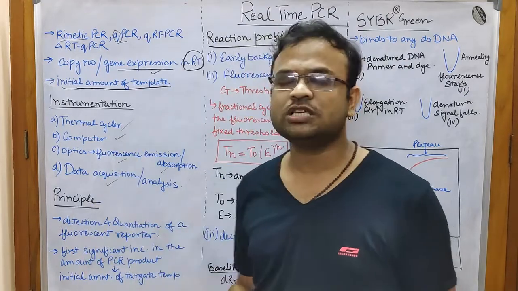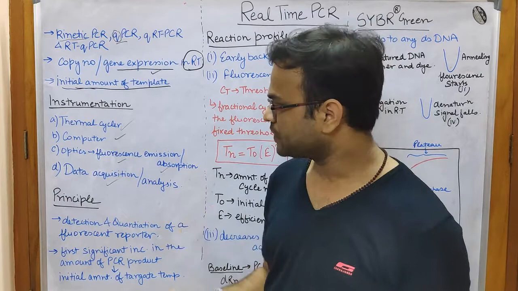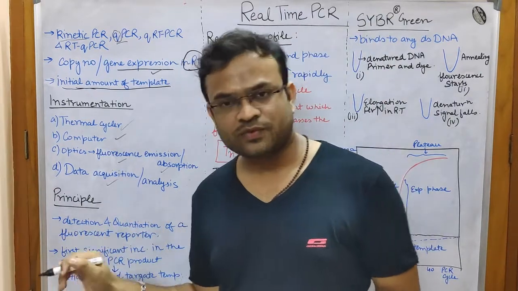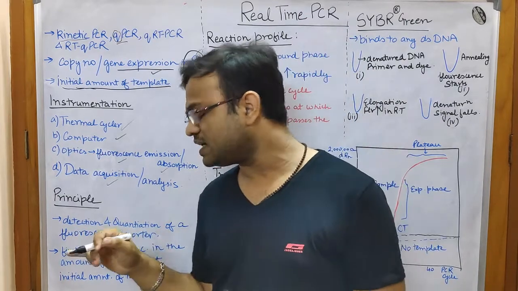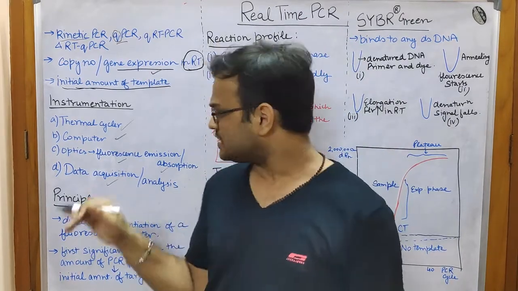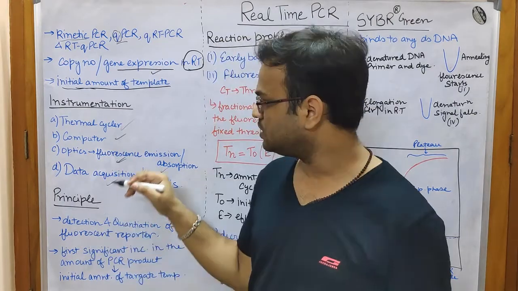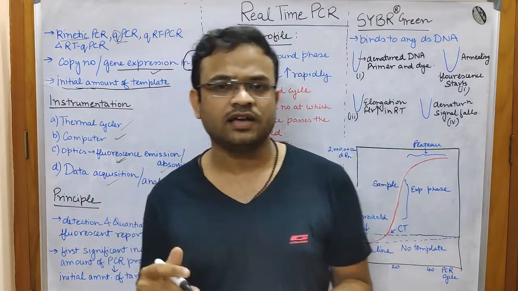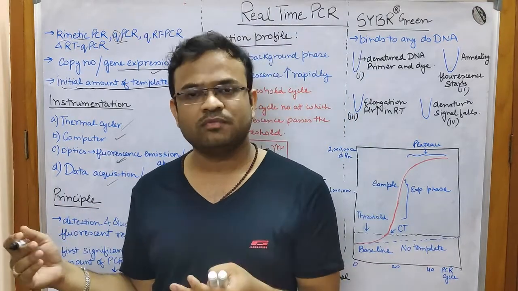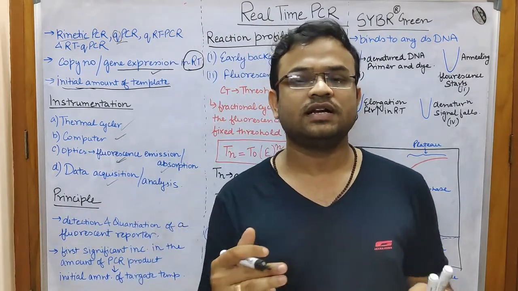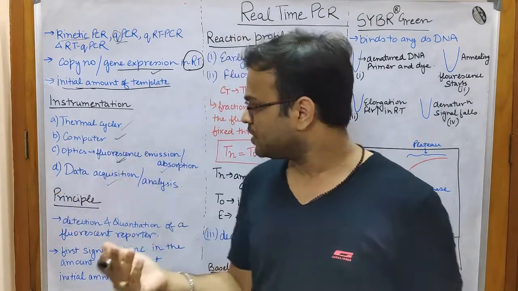Now coming to the principle, on what principle does the real-time PCR work? Okay, so the first point is detection and quantification of a fluorescent reporter. As I've already told you, a fluorescence reporter is being used, the one which I called a dye. It can be called a reporter. Why? Because it reports to us how much gene is being expressed. That is why it is called a reporter.